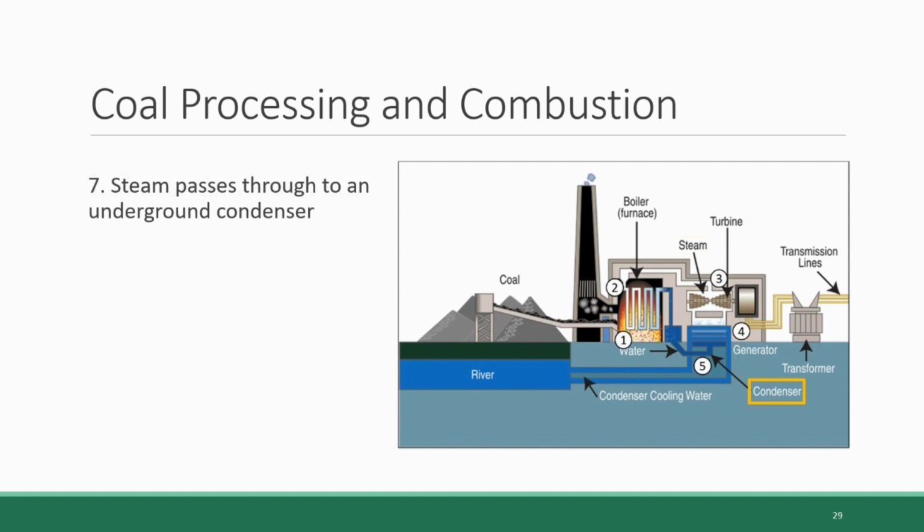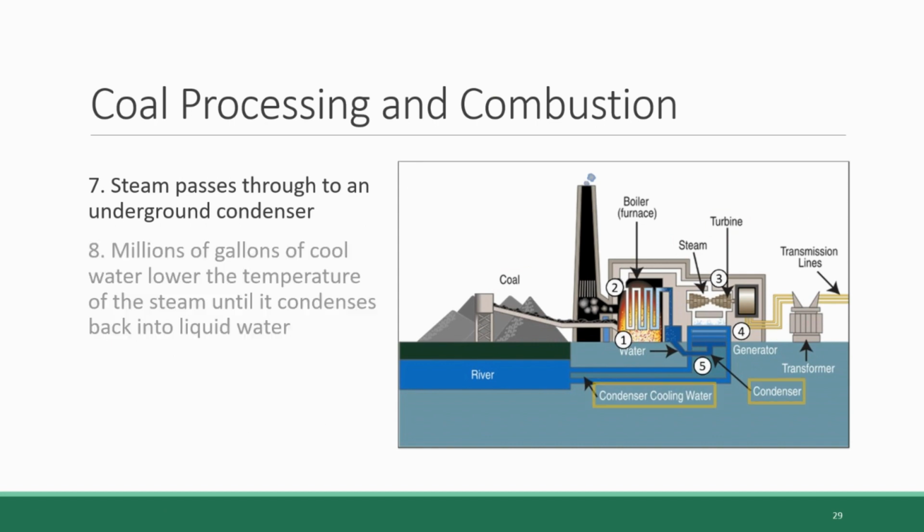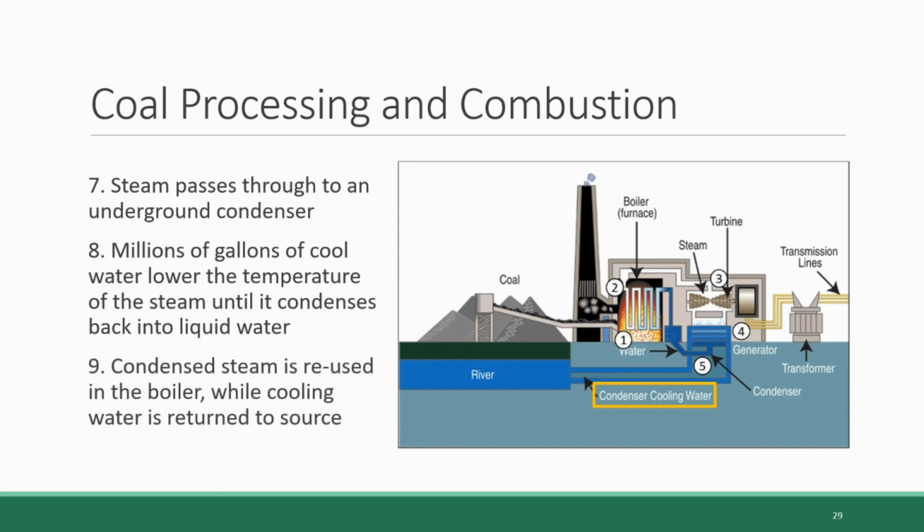And then the steam that was produced from the boiling of the water passes through to an underground condenser, where millions of gallons of cool water, usually coming from a surface water source like a river, will be used to cool off the steam until it condenses back down into liquid water, from which point it will be recycled back into the boiler to be turned into steam again. And meanwhile, the surface water that was used to cool it is returned back to its source.